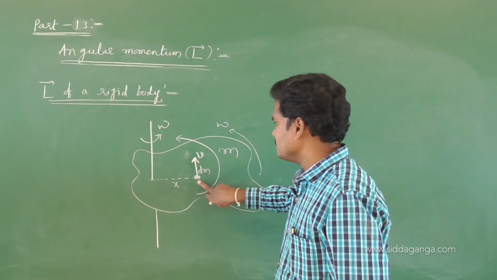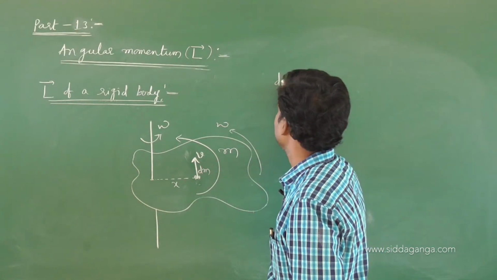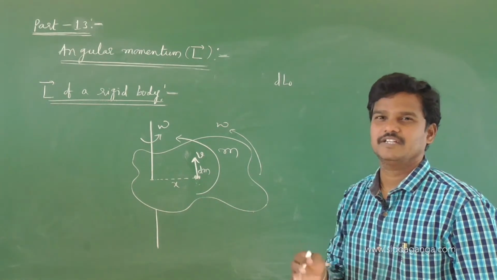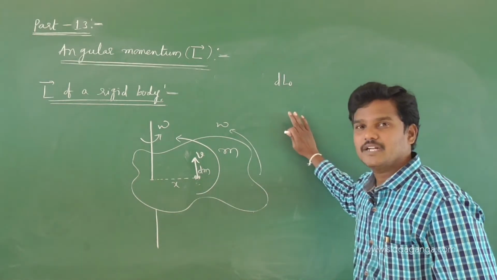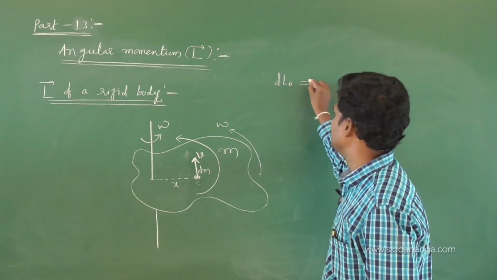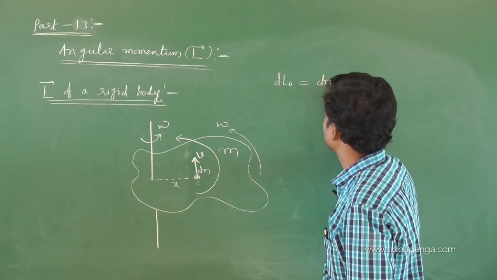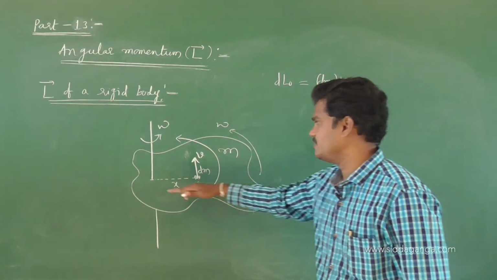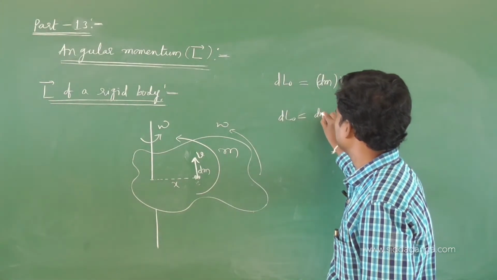See, I am going to find the angular momentum of the small particle. Angular momentum of the small particle, let me write dL naught. For small quantities we generally use dl, dx, dy, all are small words. dL means angular momentum of small mass, which is equal to, we know angular momentum is mvr. M is nothing but dm, v, r is nothing but x.